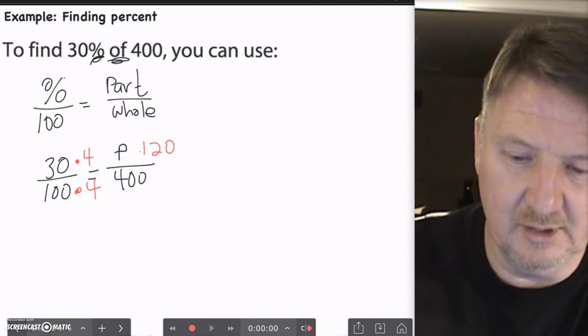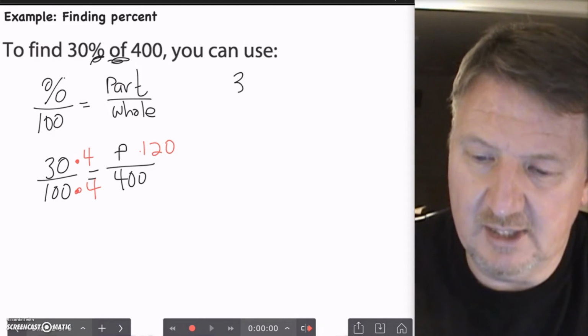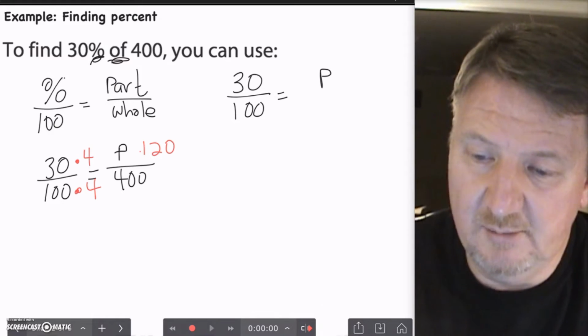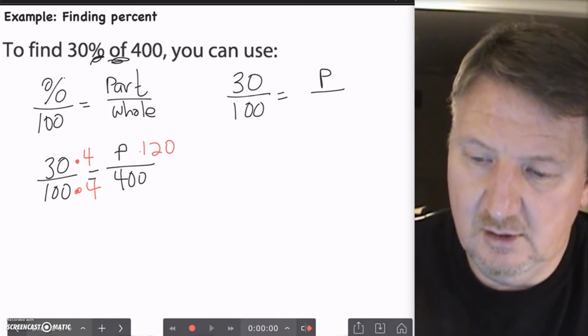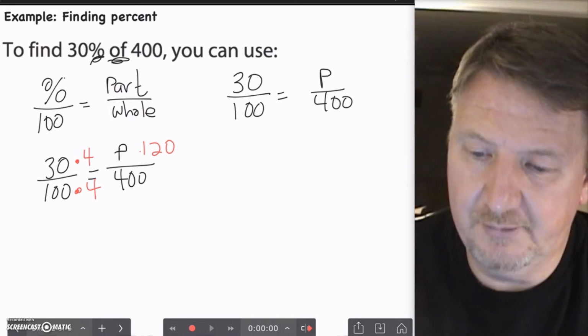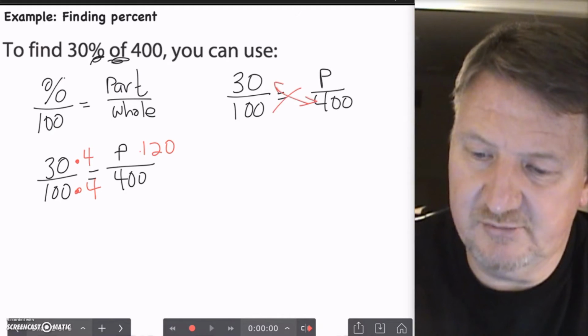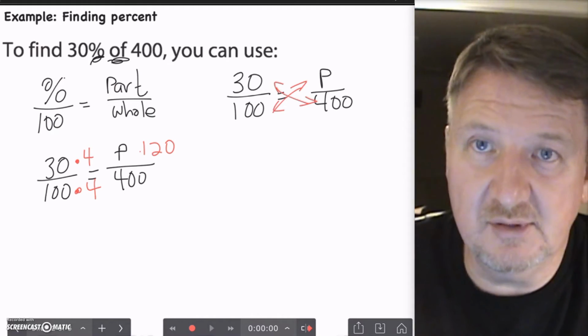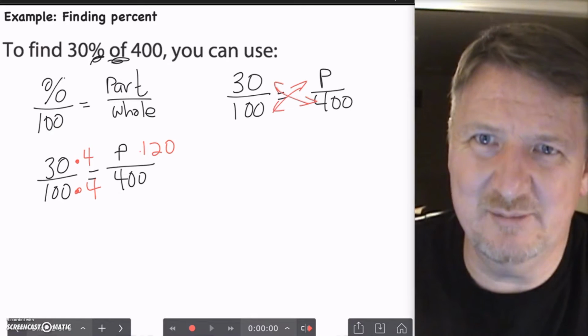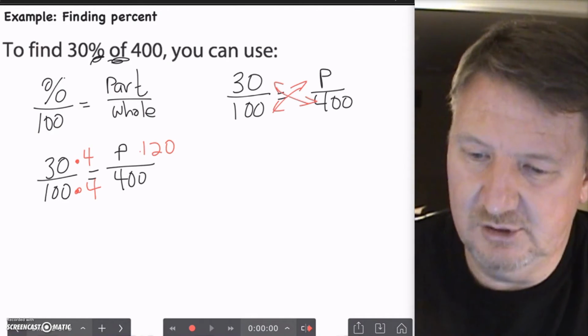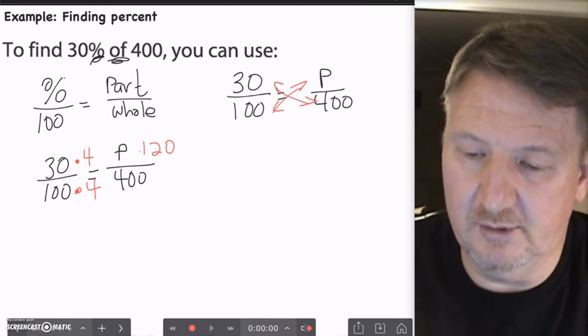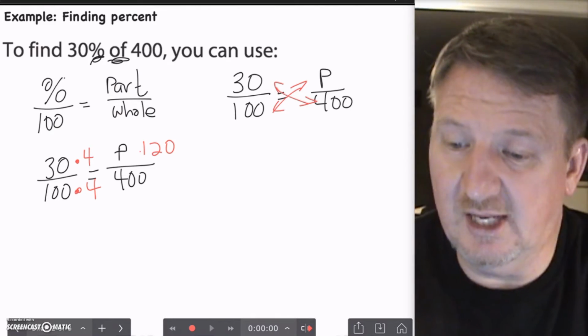So let's look at that real quick. We set it up the same way. I've got 30 over 100 equals some number, we'll let it represent P, over 400. If I cross multiply, I multiply 30 times 400 and 100 times P, and you might be thinking to yourself, how can I multiply 100 times P? I don't know what P is. Let me show you. First let's do 30 times 400. 30 times 400, I'm just going to add all the zeros.